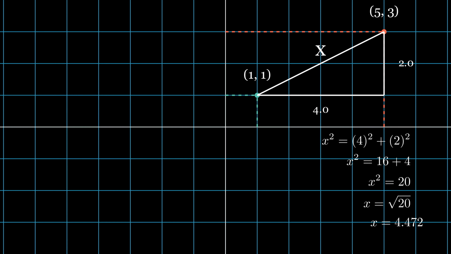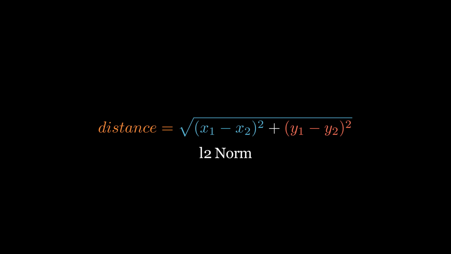There are other norms as well, like L1, L3 till Ln norm. There can be an infinite number of norms. In this video, we only talked about L2 norm. The explanation of other norms is beyond the scope of this video. Let's head back to the code part.